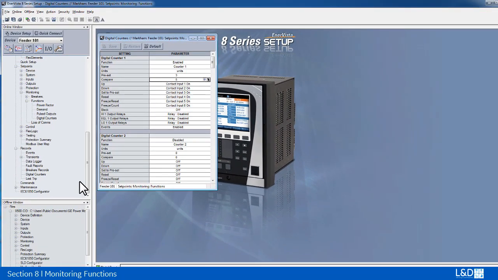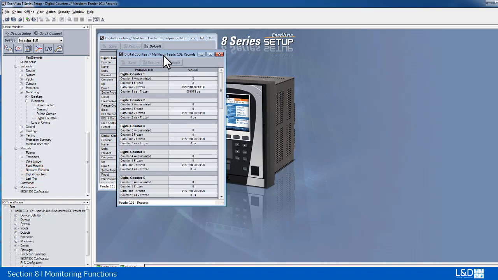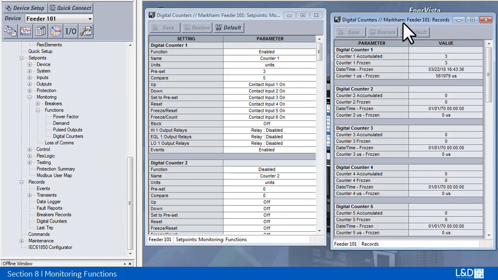The status of the digital counter is not under the metering or the status, but it's under the records. So under records, there's a digital counter. And we can check the status of the digital counter.